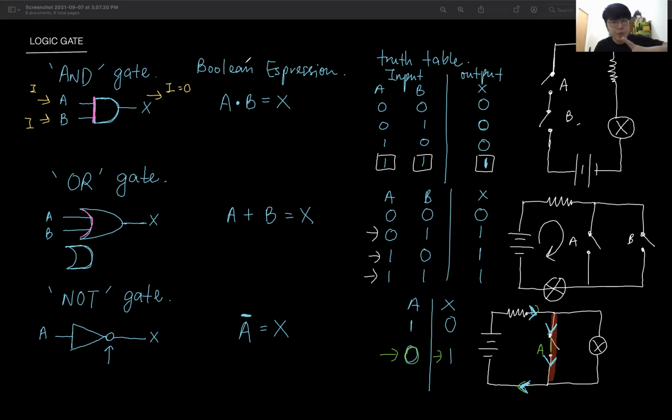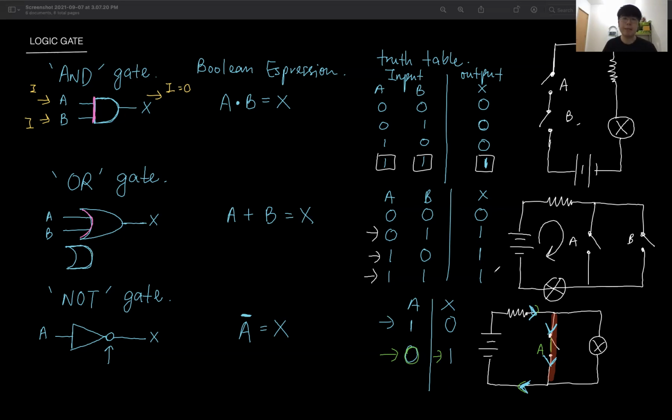Remember, current always choose the least resistance path. So if you close this switch, then it will go here. So does the bulb light up? No, no light up. Okay, so 1 is 0. This is example circuit of a NOT gate.